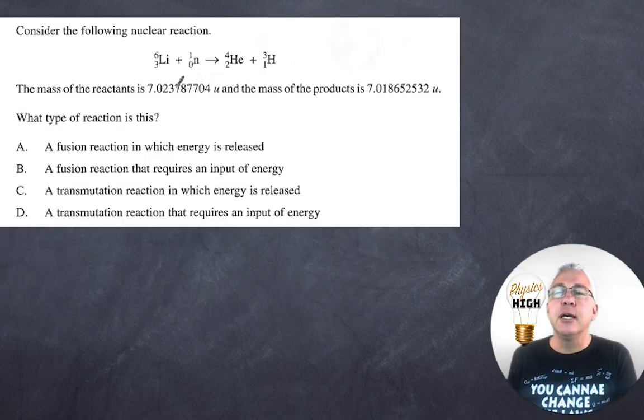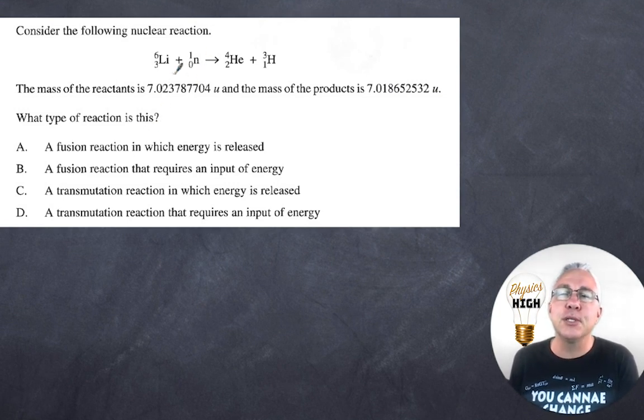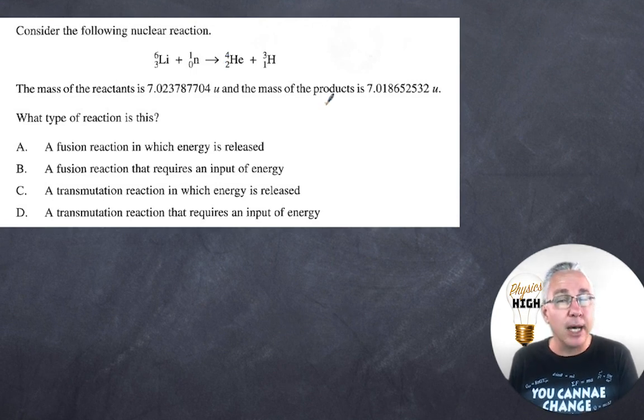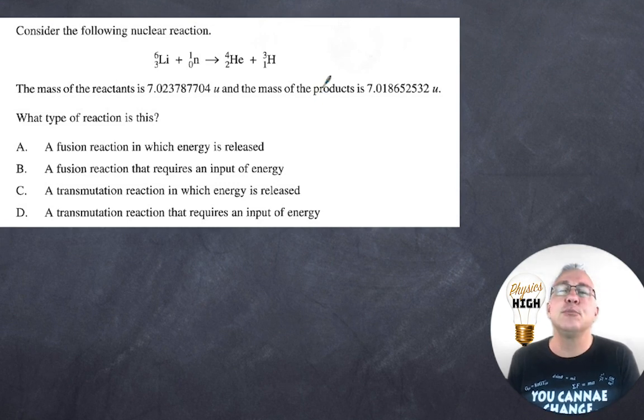Question number 11. Consider the following nuclear reaction. The mass of the reactants is 7.02, and so on, and the mass of the product is 7.01, and so on, u. What type of reaction is this? Well, before we look at the responses, let's have a look at what's going on here. Clearly, it's some sort of nuclear reaction. Now, nuclear reactions are basically fusion, fission, and transmutation reactions. Fusion is the combining of smaller nuclei to produce a larger nucleus. Fission is the breaking up of larger nuclei into smaller nuclei, and everything else is pretty much a transmutation.